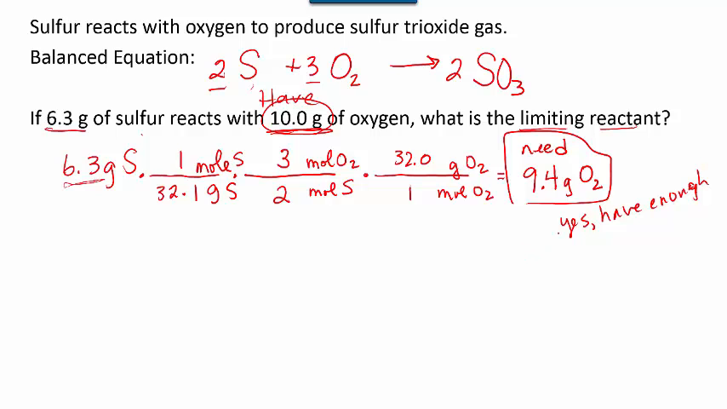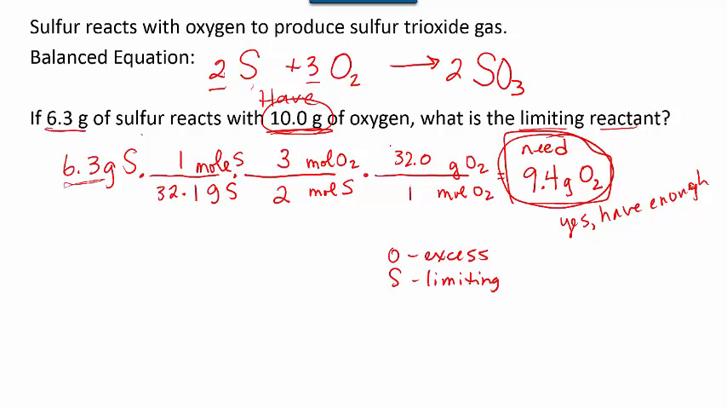So that means because you have more oxygen than what you truly would need, oxygen is going to be in excess. And that means that sulfur is your limiting. All right? So that's how you do that. You always think about what you're calculating over here as what I need, and then you have to go back to the numbers they give you in the problem. Do you have enough of that particular ingredient?